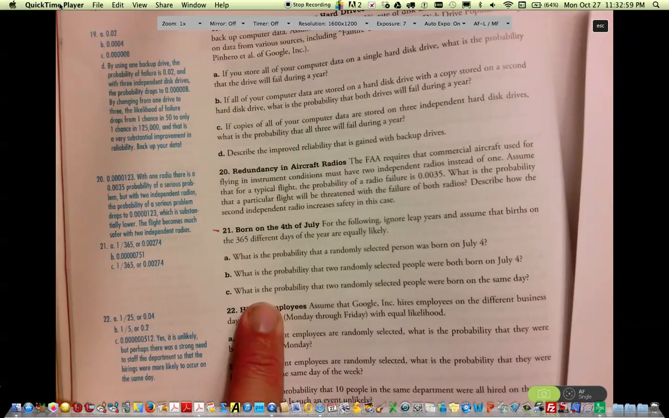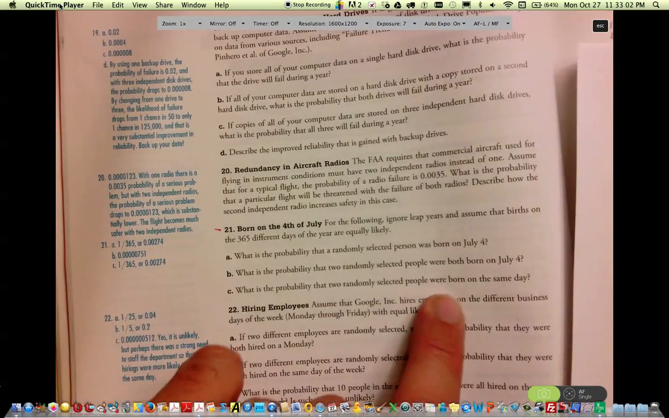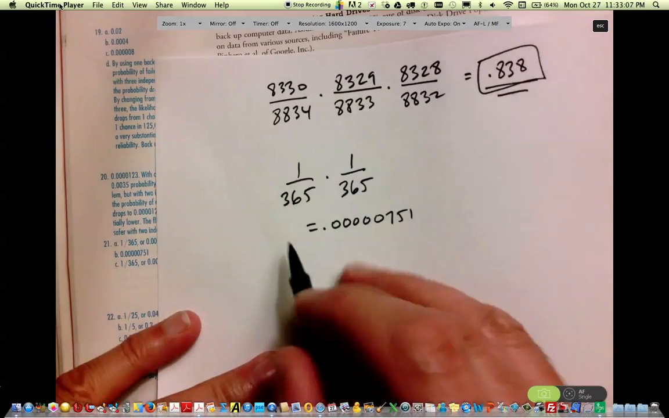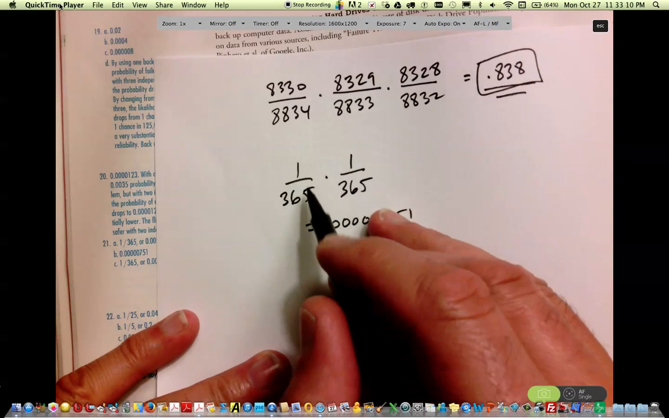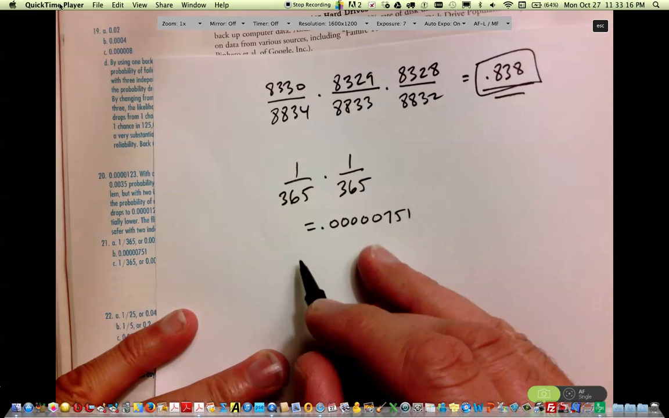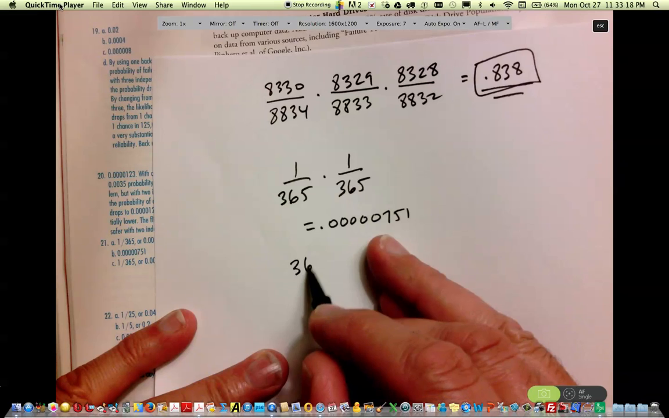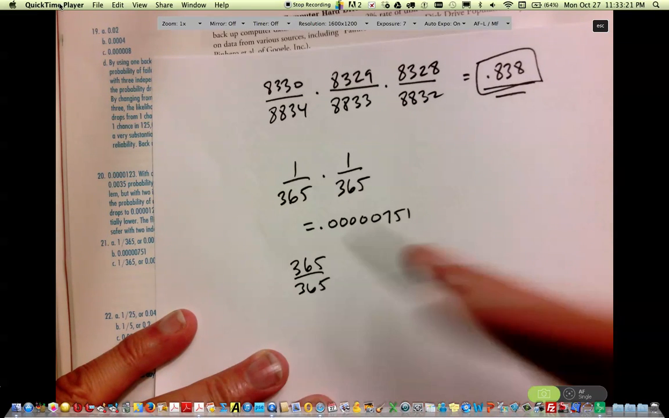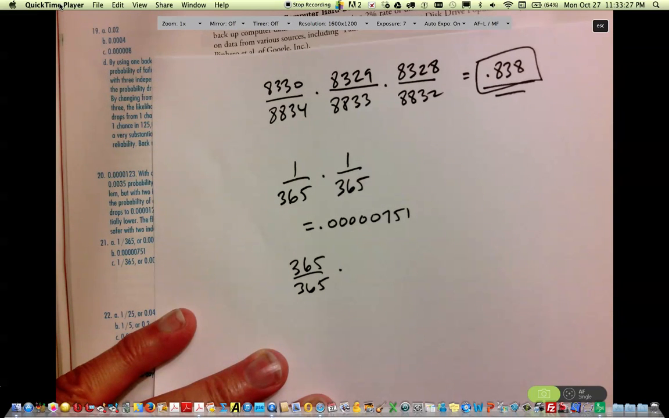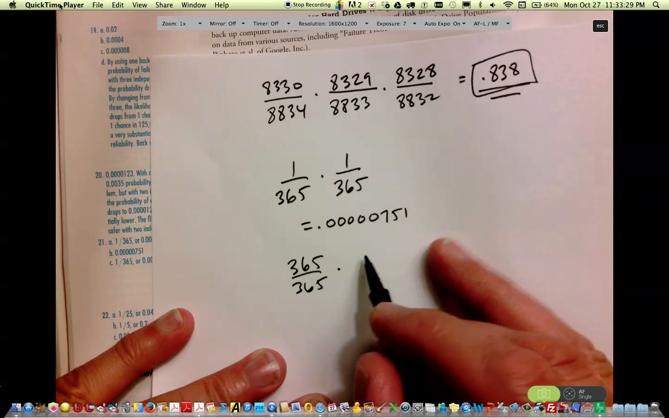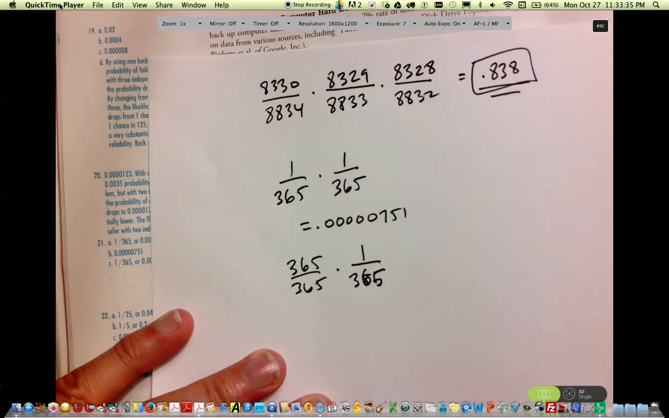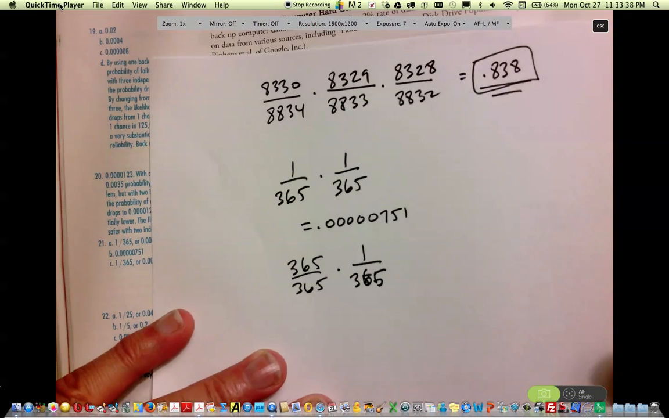Then part C says, what's the probability that 2 randomly selected people were born on the same day? If we think about that in terms of 2 events, if we look at each person individually, it really doesn't make any difference what day this guy was born. He's got a 365 out of 365. He could be born on any day. But then, what's the probability that the second person's birthday is going to match his? Well, he was born on one day out of those 365. So the probability is going to be basically 1 times 1 out of 365.